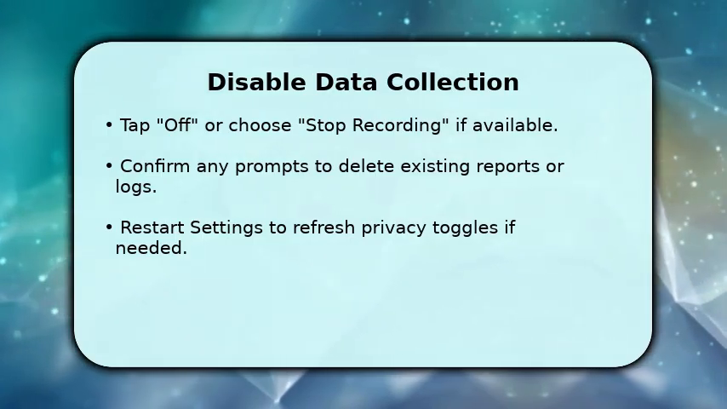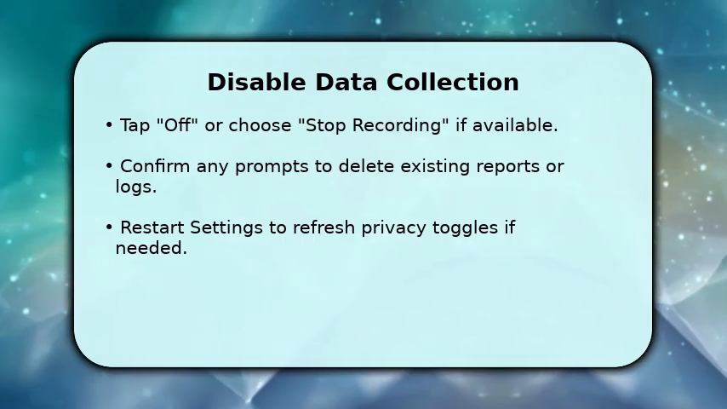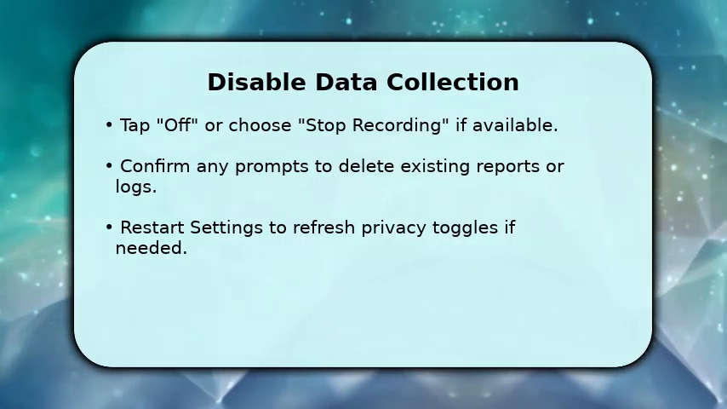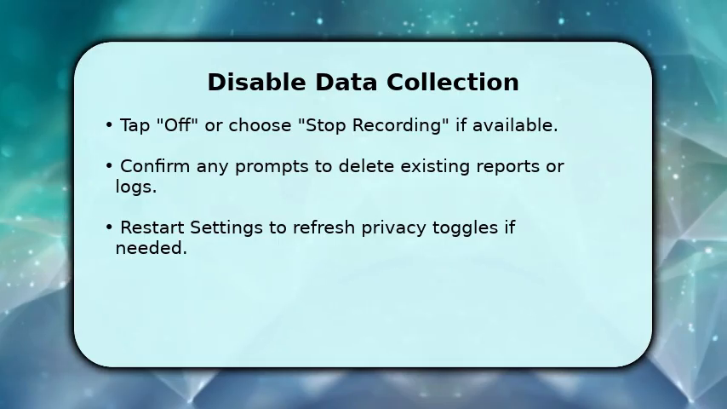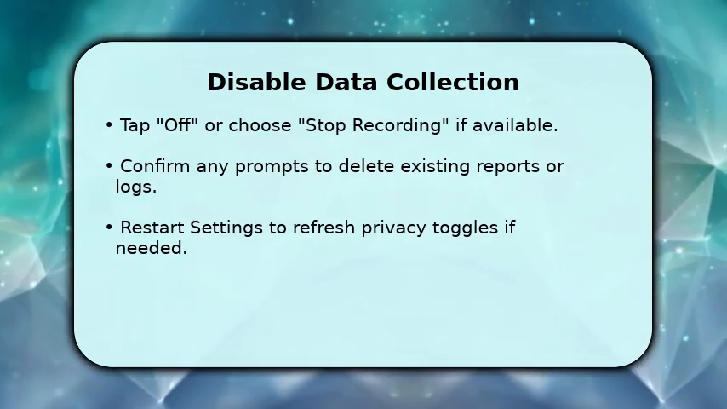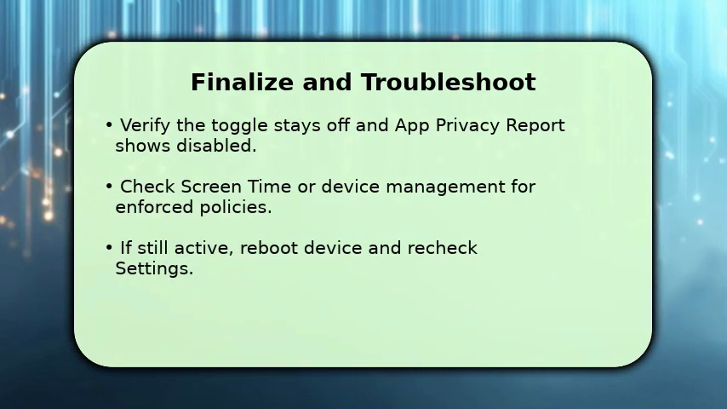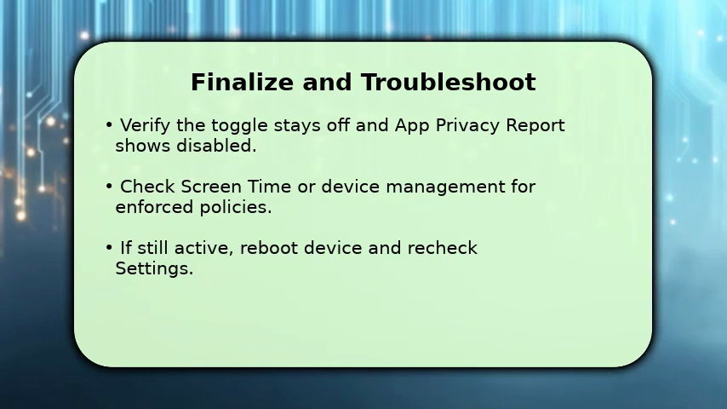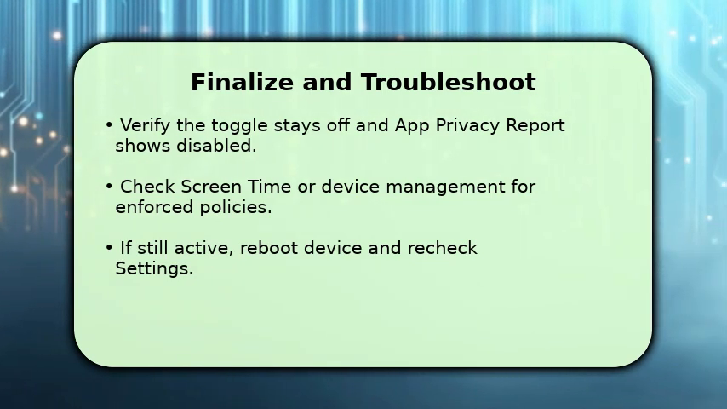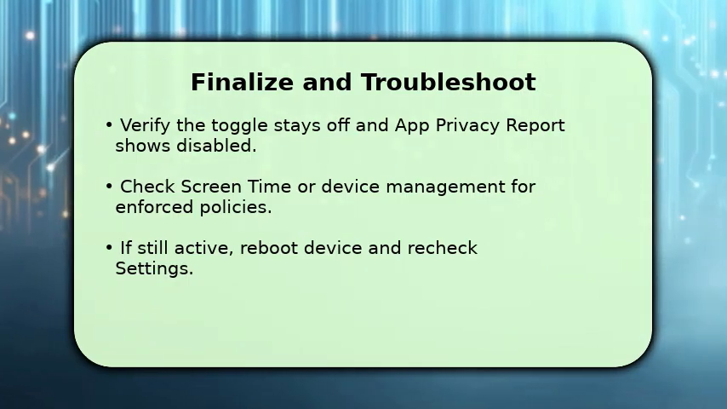Then exit Settings and reopen Privacy and Security to verify the toggle remains off. If the toggle resets, continue to the next slide for finalization and a check against system restrictions. Finish by verifying App Privacy Report shows as disabled and no new logs are generated. This confirms you successfully stopped it.